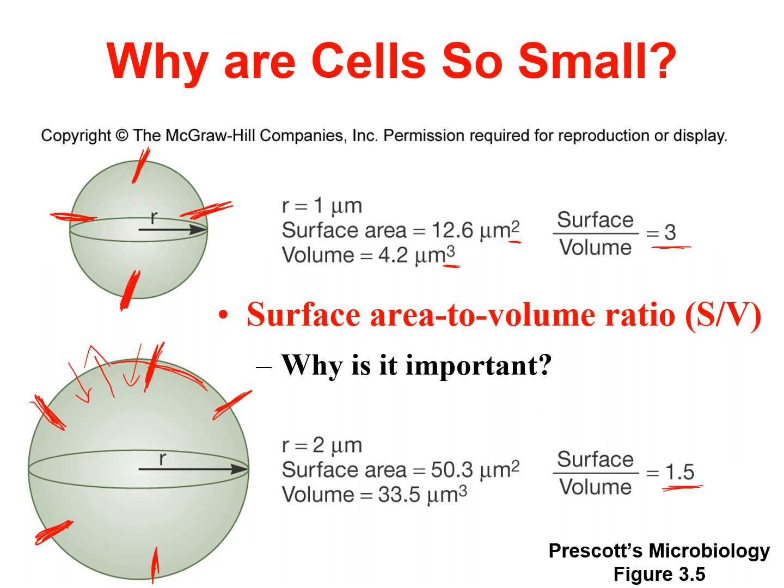So it's going to be harder to get enough nutrients and waste products in and out of the cell to keep the larger volume inside the cell alive. So that's why the cells are going to be small, because they have a much higher surface area compared to their volume. So you want a high surface area to volume ratio. So the reason cells are so small is because they have to have a large enough surface area to keep up with transporting nutrients and waste in and out of the cell.